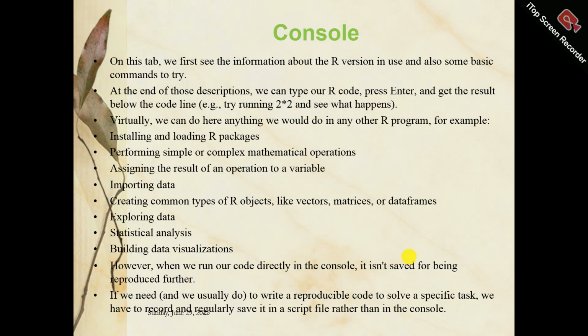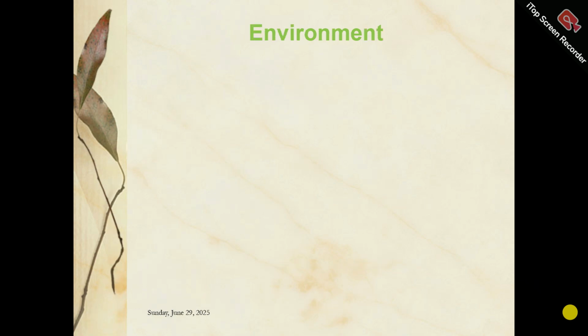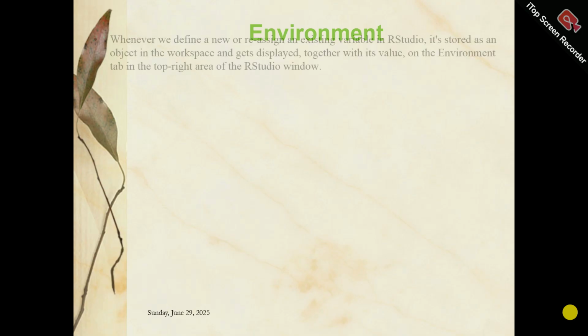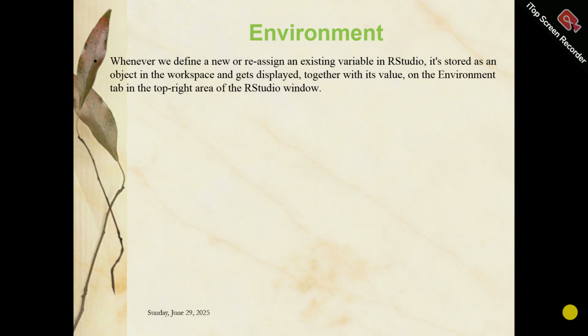to record and regularly save it in a script file rather than in the console. So the second window, the working window in the interface, is the environment. Whenever we define a new or reassign an existing variable in RStudio, it is stored as an object in the workspace and gets displayed together with its value on the environment tab in the top right area of the RStudio window that I just showed in the previous slide.